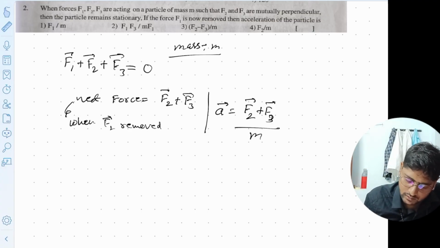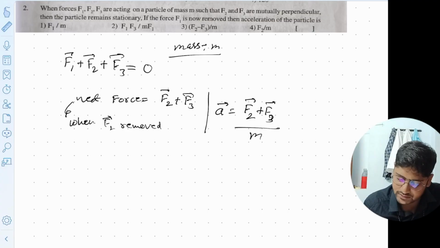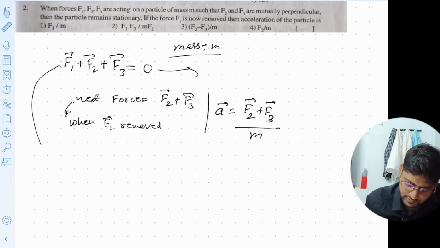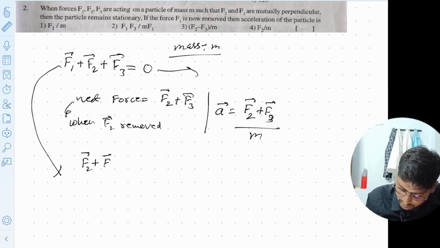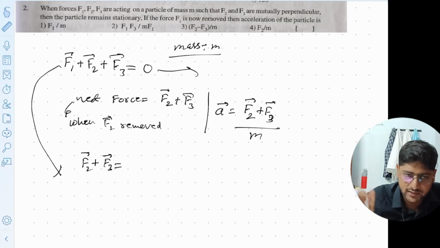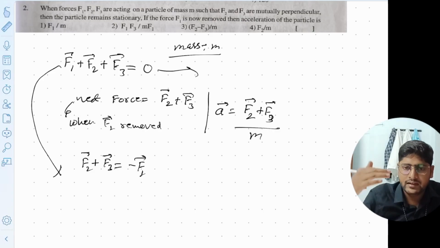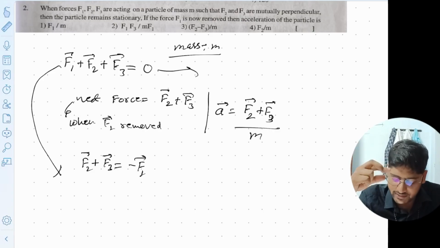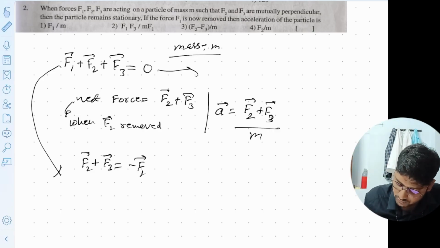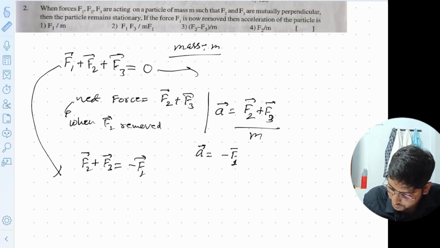But no option is given as F2 plus F3. So we can use our first equation. With the first equation, F2 plus F3 equals minus of F1. F1 will go to that side, it becomes minus of F1. Minus of F1 says the direction is opposite to the net resultant of F2 and F3. So instead of F2 plus F3, we can write minus F1 divided by mass. Minus is representing the opposite direction.